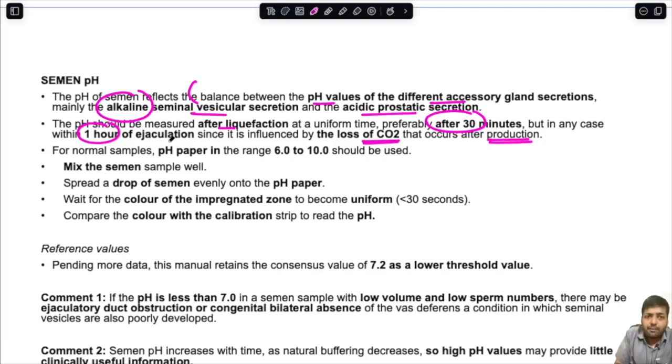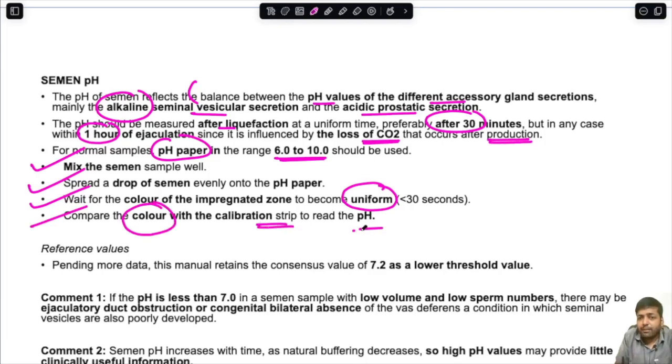Now for normal samples, pH paper in the range of 6 to 10 should be used. Very important, you should mix the semen sample well. Spread a drop of semen evenly onto the pH paper. Wait for the color of the impregnated zone to become uniform. It takes less than 30 seconds. Compare the color with the calibration strip to read the pH.